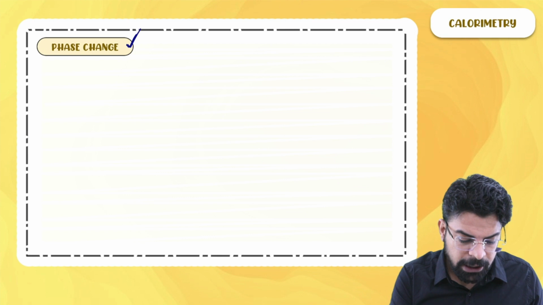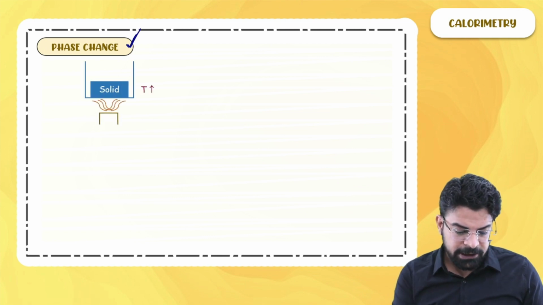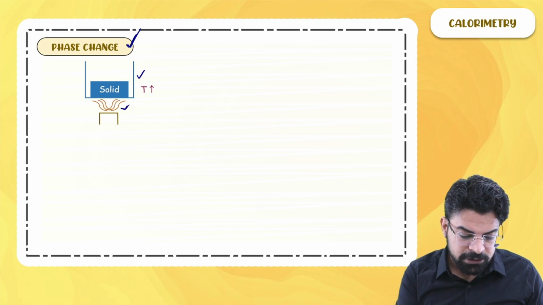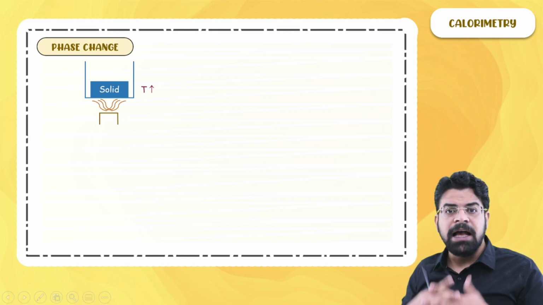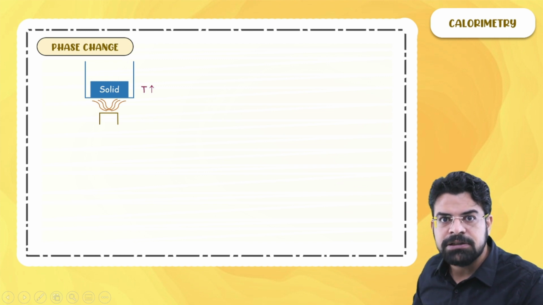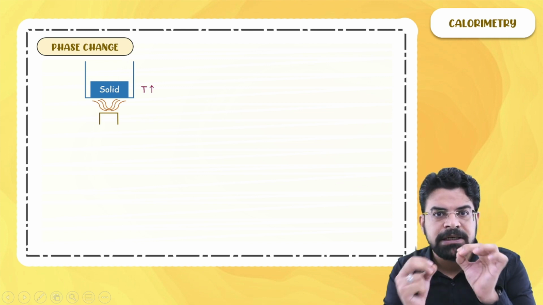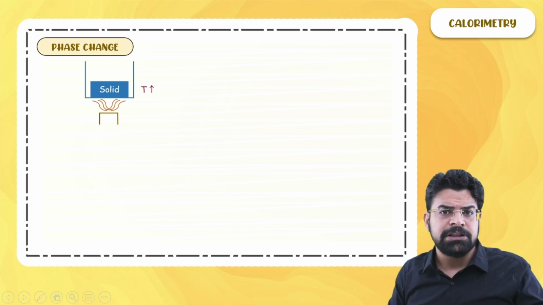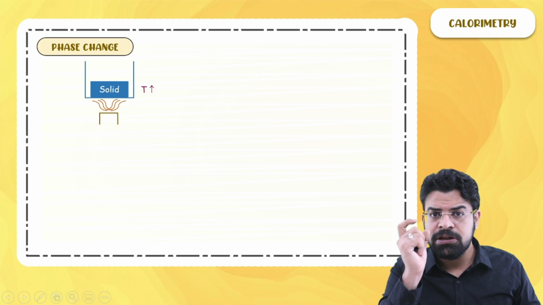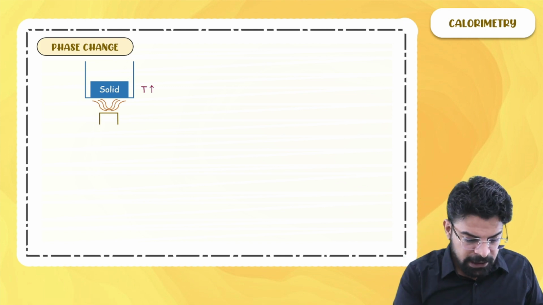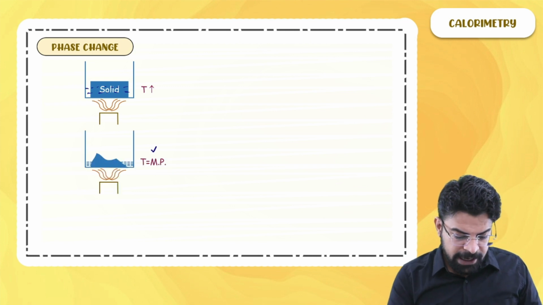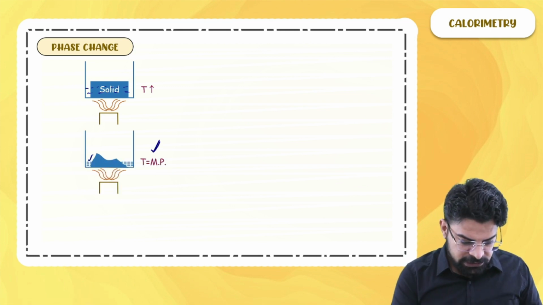So moving on, now we will talk about phase change. Let's say you have a solid placed in a beaker and you start supplying heat, because of which the temperature starts to increase. As the temperature increases, the molecules present in the solid vibrate more vigorously. If you keep on increasing the temperature, then at a particular temperature, the solid starts to melt and some part of the solid starts converting into a liquid. So at temperature equal to melting point, the solid starts to melt.